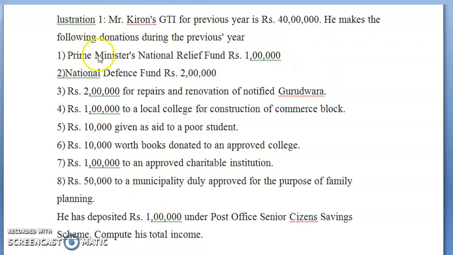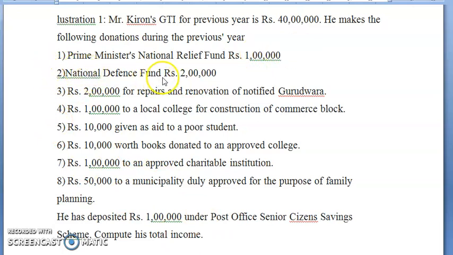First one, PMNRF, Prime Minister's National Relief Fund, rupees 1 lakh. If you remember the theory, PMNRF is one of the items which come under without limit donation. There is no limit for the donation, so it is a valid item for donation. That item will come under donations. Any amount given, we can consider.